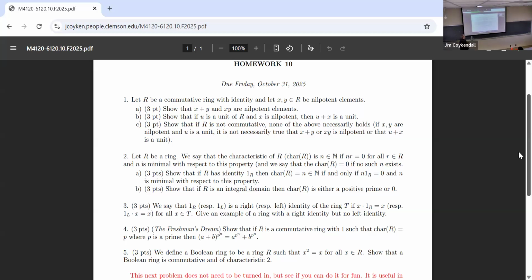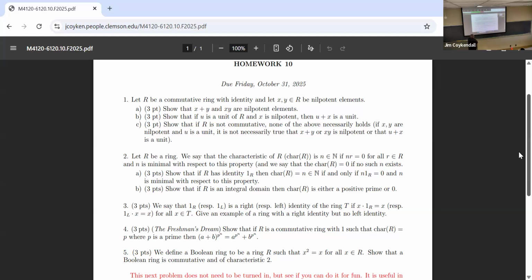Okay, the first one, I want you to show some properties. We didn't define what nilpotent elements are yet. But a nilpotent element means that you take that element and there's a big enough power of it that it's zero. You saw this in linear algebra, probably, you took powers of matrices and you could get the zero matrix. If R is commutative, show that if X and Y are nilpotent, so if a power of both X and Y is zero, then X plus Y and X times Y are nilpotent.